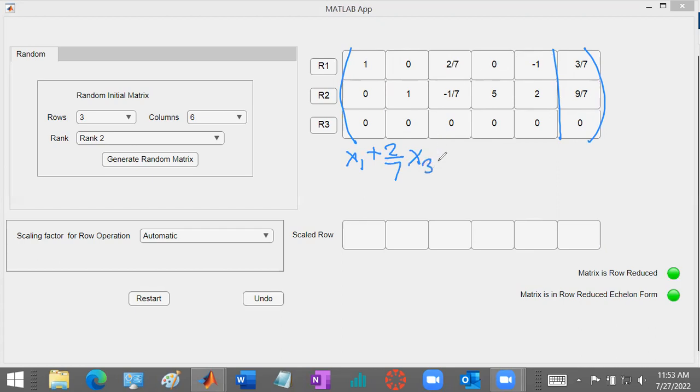Zero x4s minus x5. This is going to be equal to 3/7. This second equation says the 0 is x1s, x2 minus 1/7 x3, then 5 x4, and 2 x5 equals 9/7.